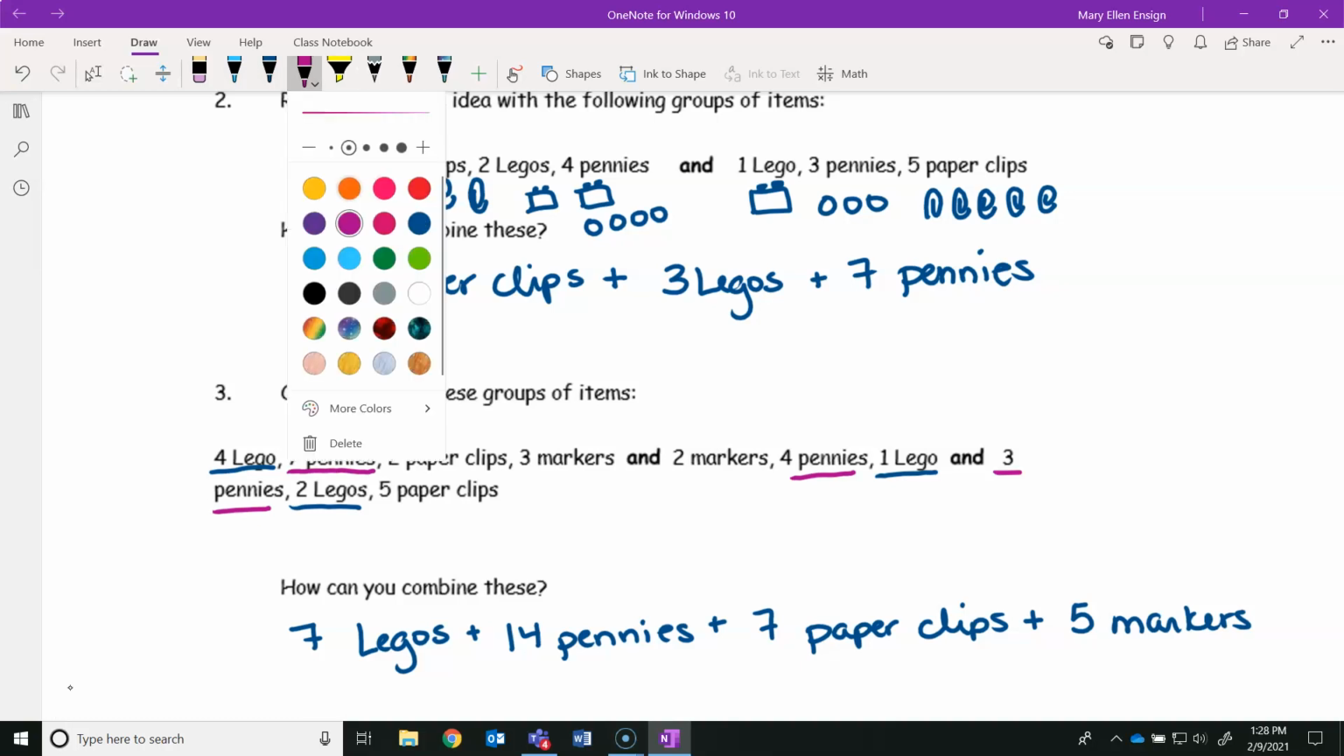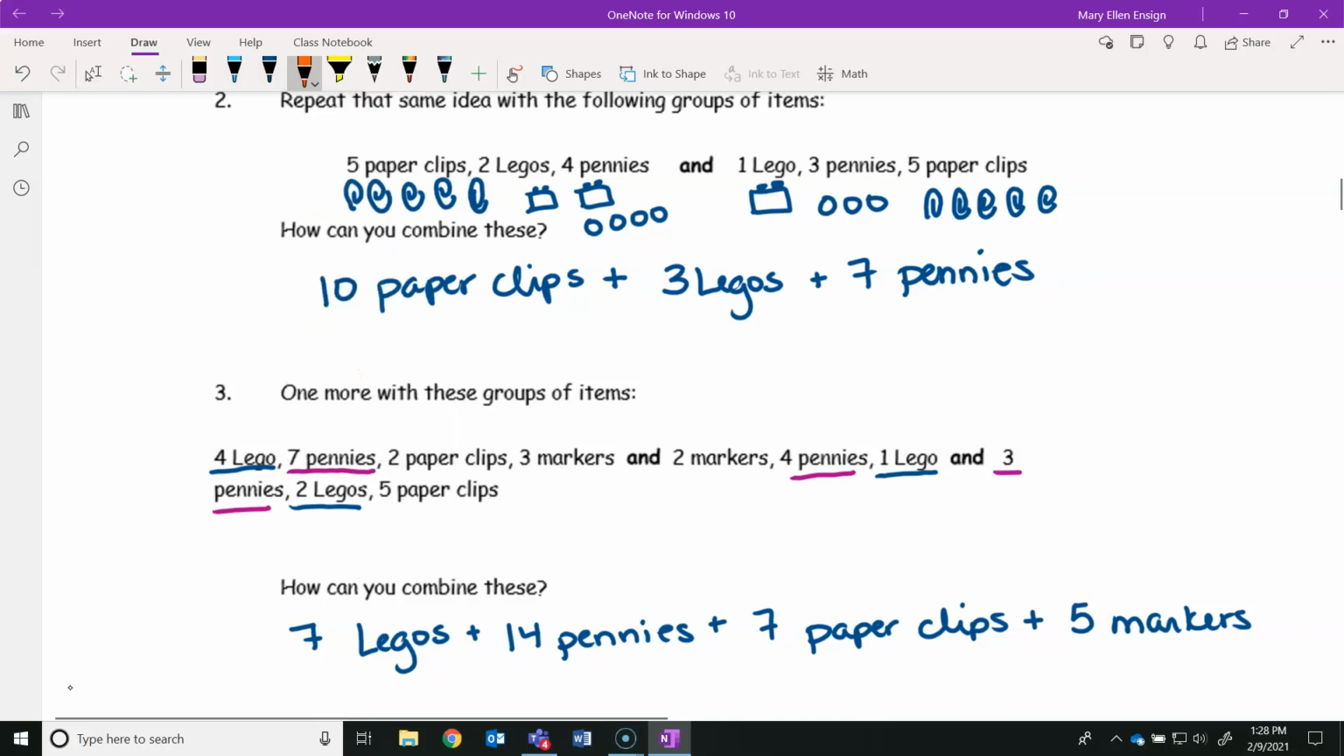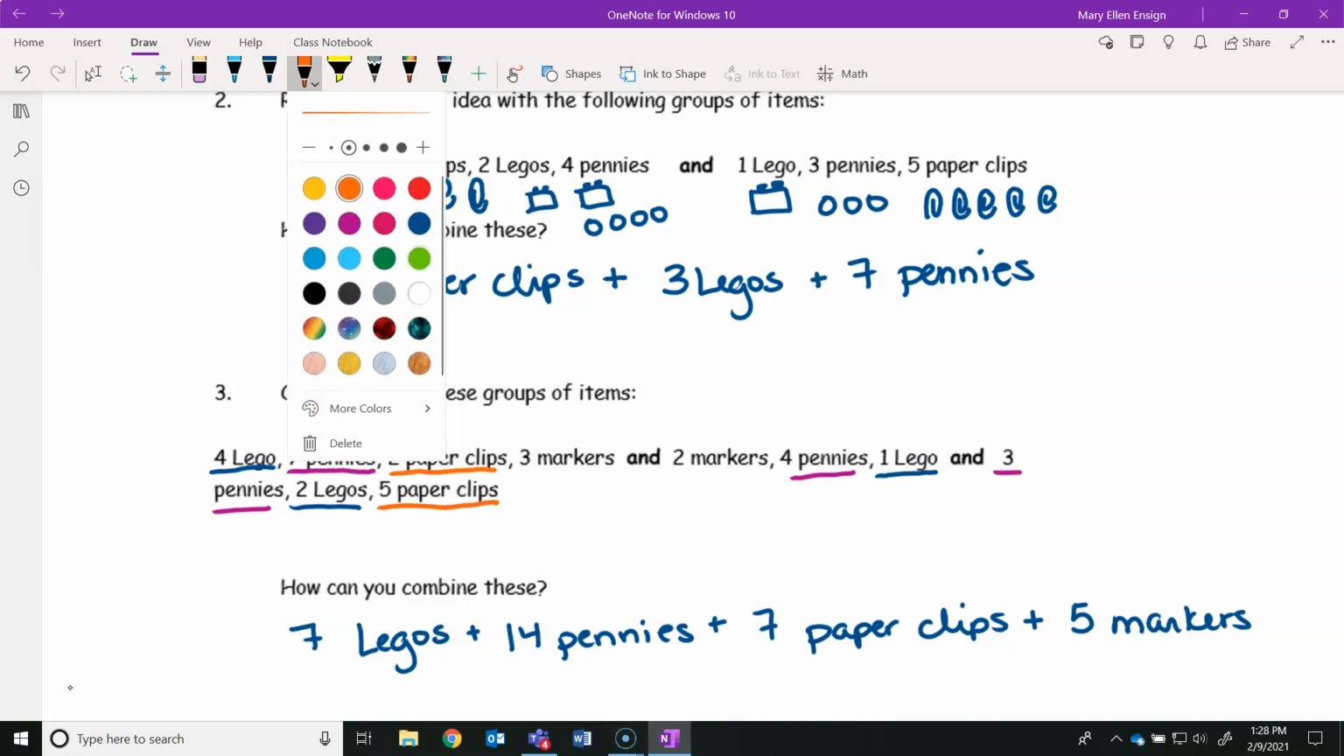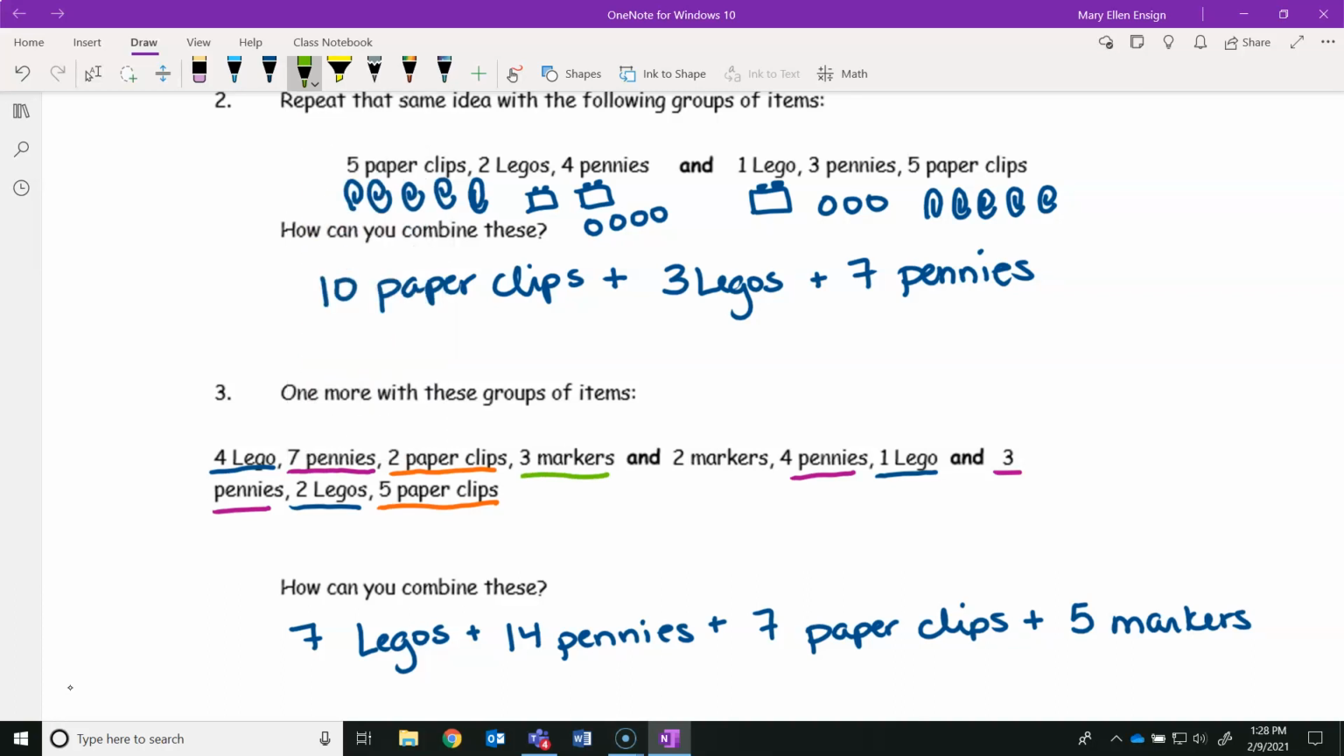And then I have 2 paper clips. Now there are no paper clips in this middle group, and there are 5 paper clips here, so altogether that's 7 paper clips. And then again, markers, 3 markers here, 2 markers here, no markers in the last one, so 5 markers altogether. Okay, and again, you can put the pluses here or commas at this point, it doesn't really matter.